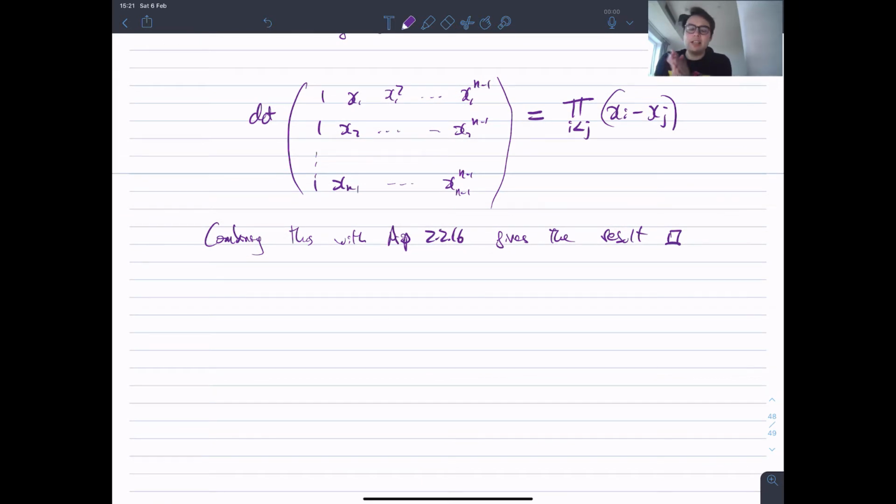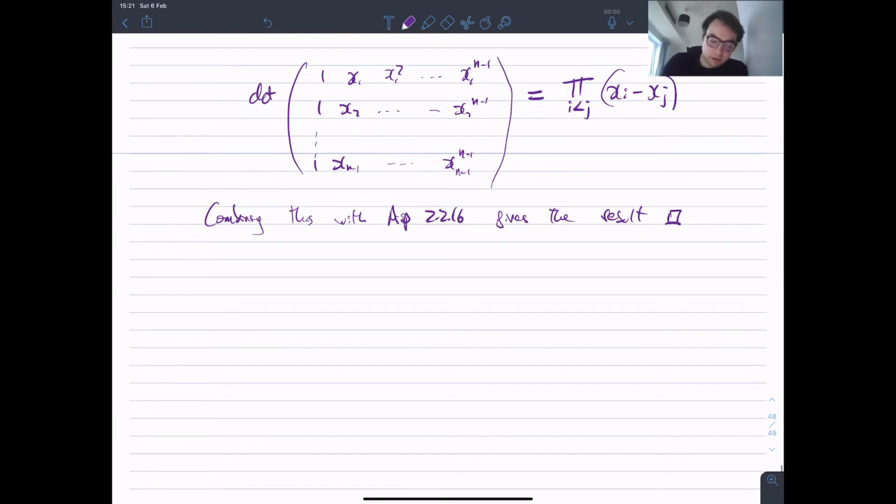Great. And lastly, I'm going to give you probably the most useful formula for calculating the discriminants. But that's the last one I'm going to give you. But first, before I give it to you, I need to give a lemma. So before giving the next formula, we need a lemma.